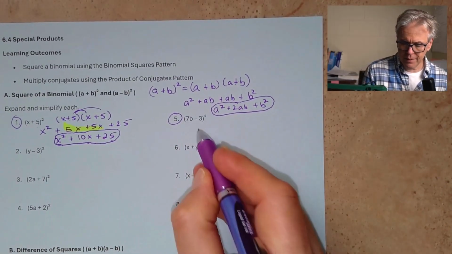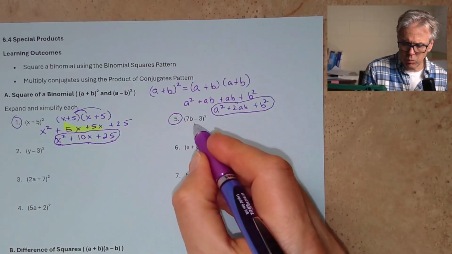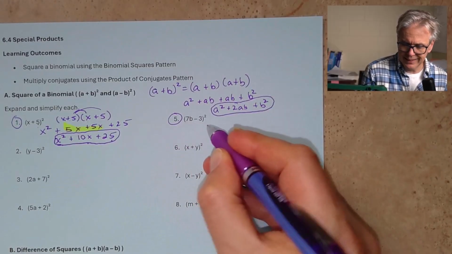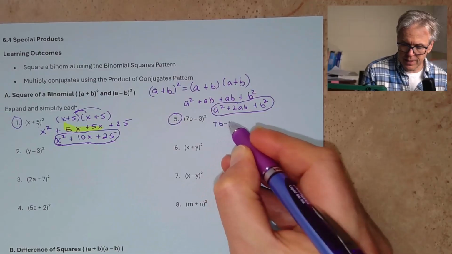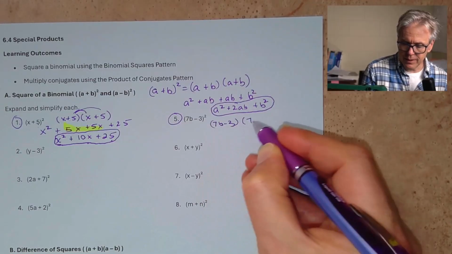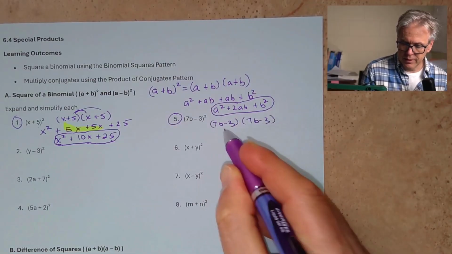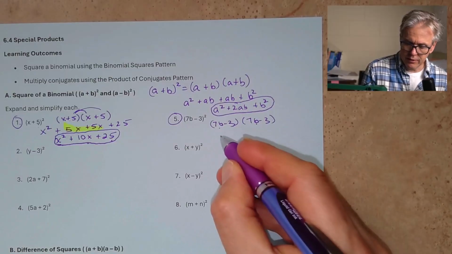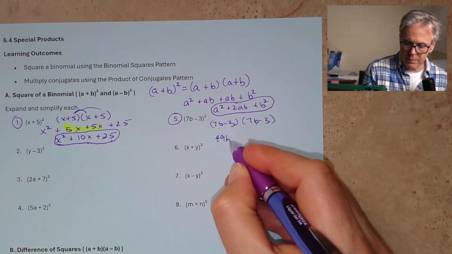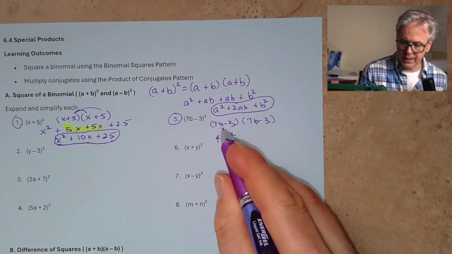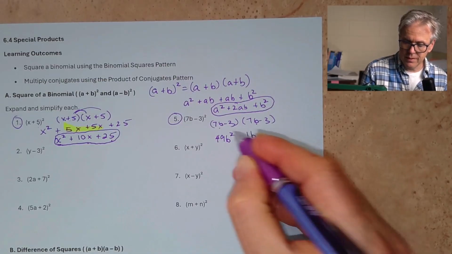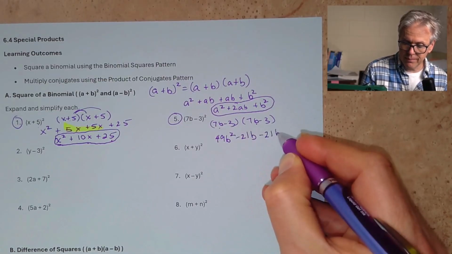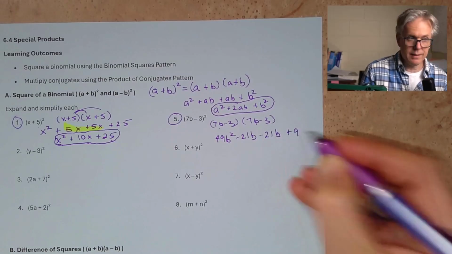Let's do one where we got a minus. And so let's just go ahead and write 2 copies of this. Hope I left myself enough room here. So 7b minus 3 times 7b minus 3. So 7b times 7b is 49b squared. And then 7b times a minus 3 is minus 21b, minus another 21b, plus 9.